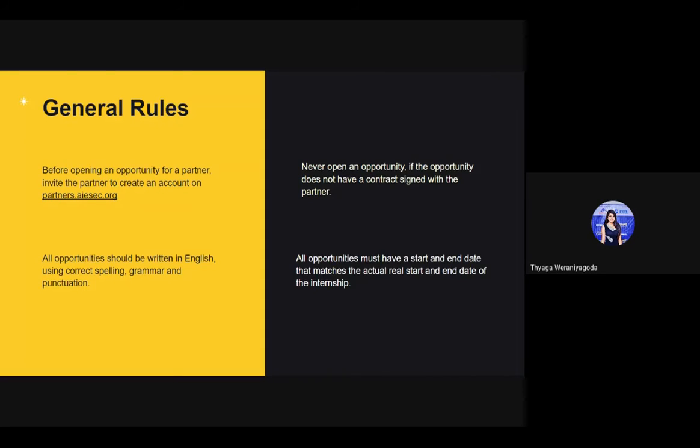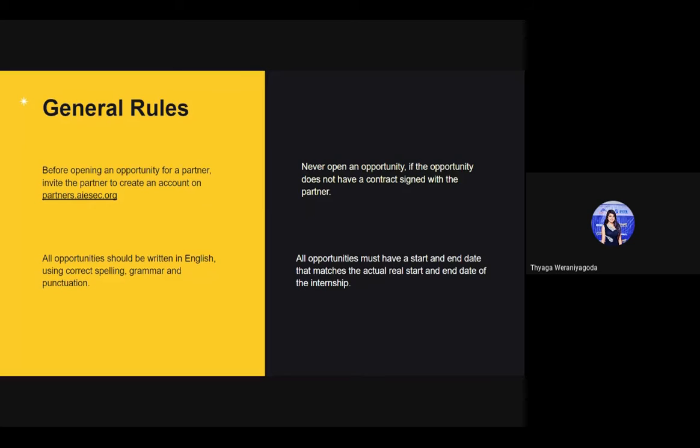But that's not possible, right? We know it's not practical because we have the matching process and then we do the CV shortlisting, interviewing, even the visa process will take at least 3 weeks. So likewise, you can convince the company person, you can recommend them to take time and put the start date like in June or July.